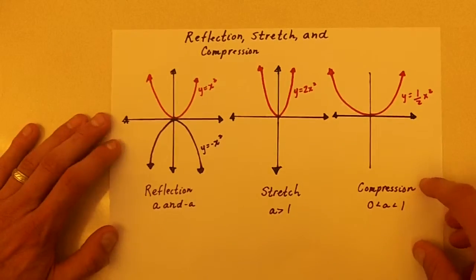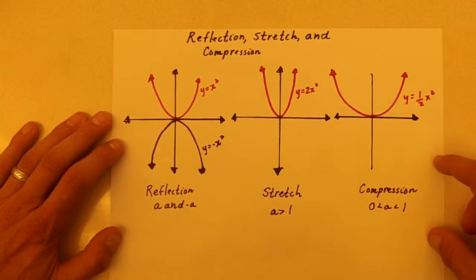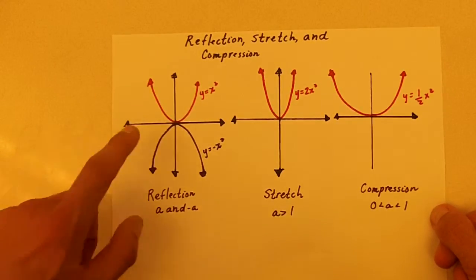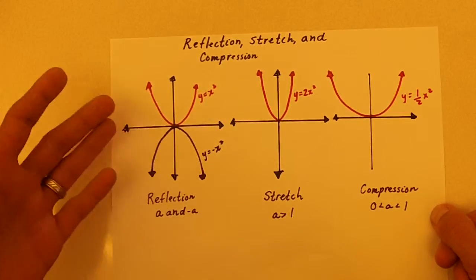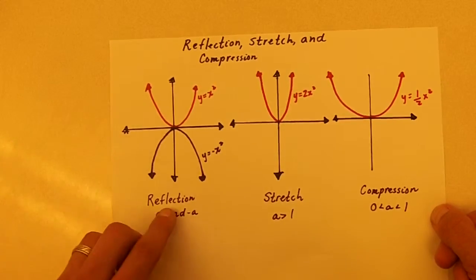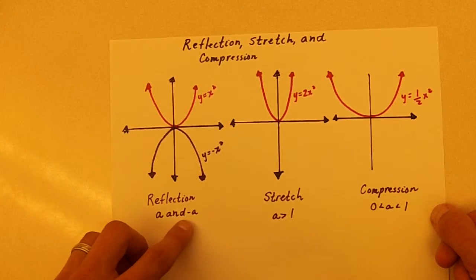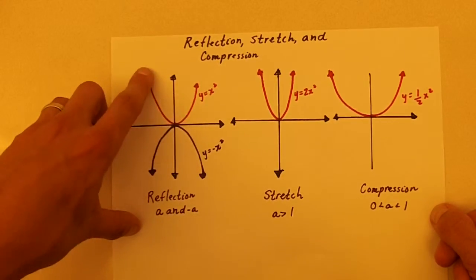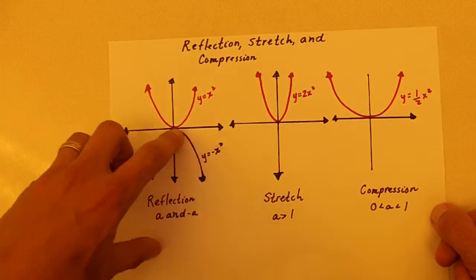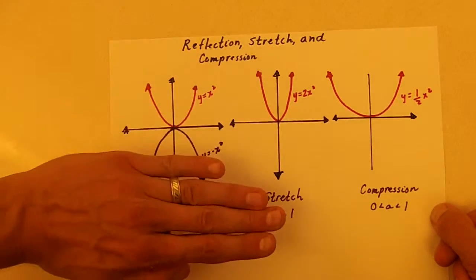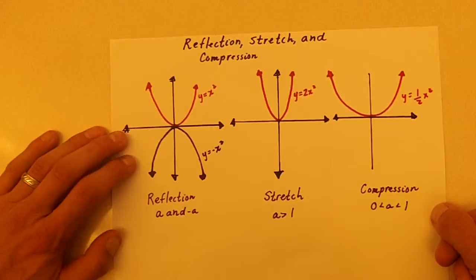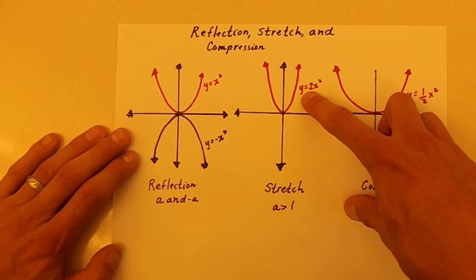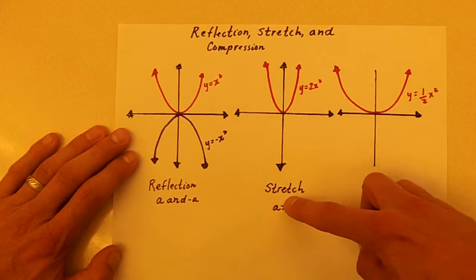The last example, we showed that compression where we had a half. A was equal to 1/2. So here's a couple things how a affects a parabola, or excuse me, affects the quadratic equation. We have a reflection when a is negative. So here in red was the positive y equals x squared, the parent function. If we change a to negative, it's the same thing, but a reflection over the x-axis.